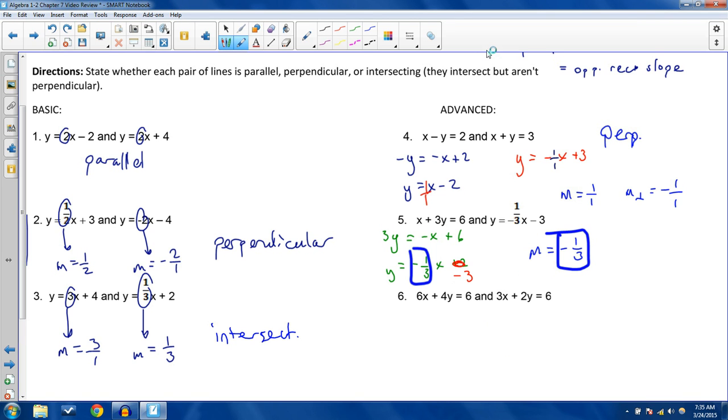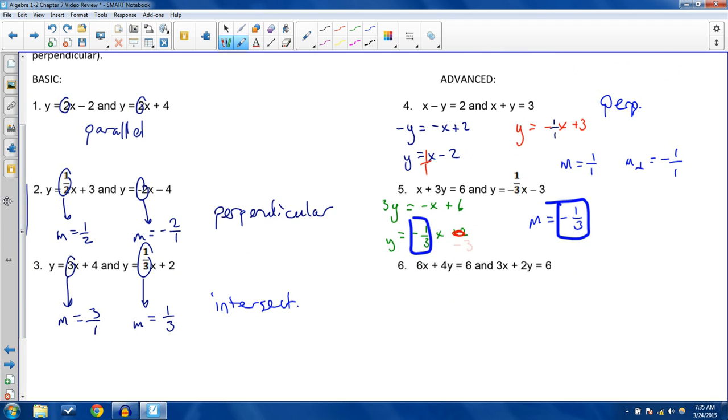Parallel means not intersecting, which also would mean same slope. So here, you'd have to make sure that they are not intersecting, which they're not. This is plus 2, this is minus 3. So these are parallel.